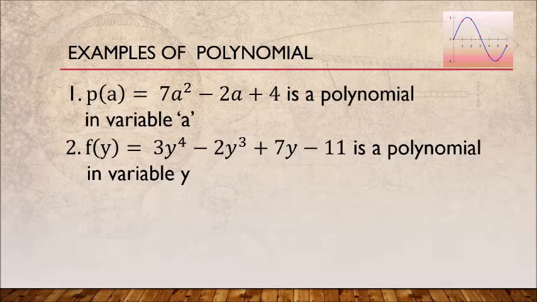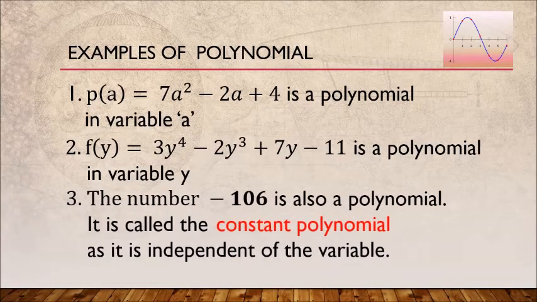Third example is minus 106. Now why is this a polynomial? This is independent of the variable. There is no variable present, so we can consider the variable's power as 0. As we know, x raised to 0 or y raised to 0 is always 1. So this can be considered as a polynomial with degree 0 and it is called a constant polynomial.